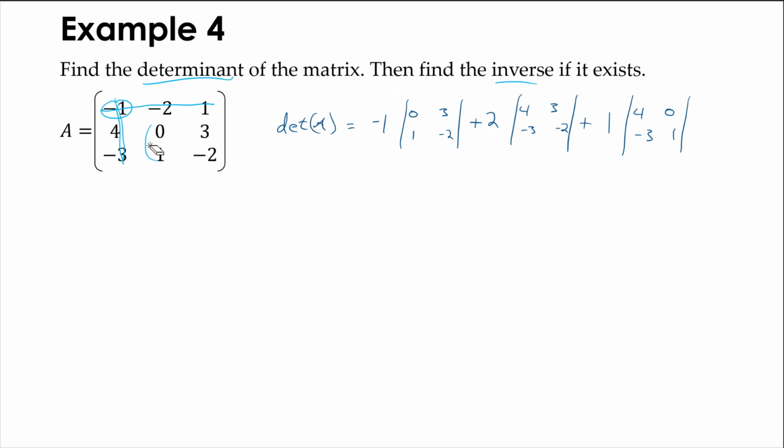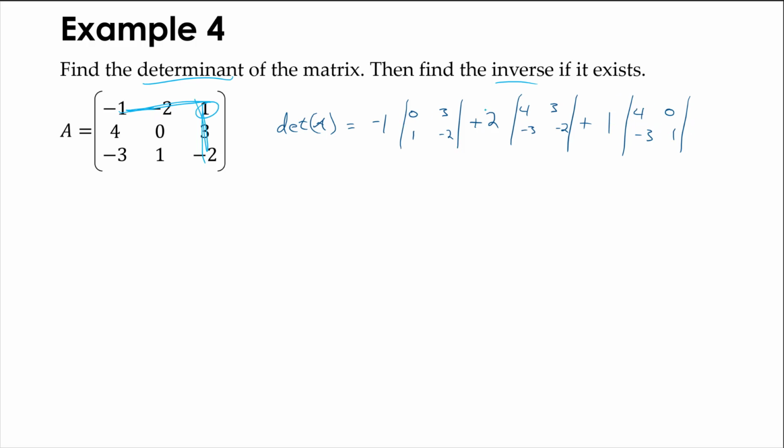Okay, so now I'll take a look at B. So I've got minus B. Okay, so B is negative 2, so I change that to plus 2. Okay, so I'm taking a look at B here. I'm crossing out the row and column that we have there. And what's left is this 2 by 2, 4, 3, negative 2 matrix here. Okay, and then plus C over here for my last term, so plus C. Okay, so crossing out the row, crossing out the column, and I'm left with 4, 0, negative 3, 1.